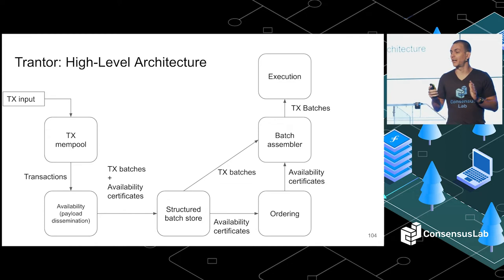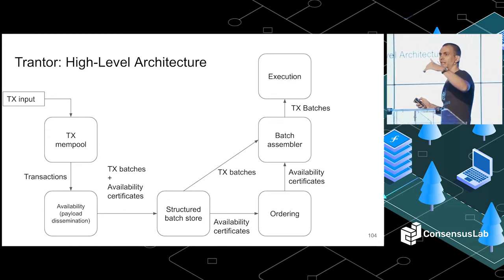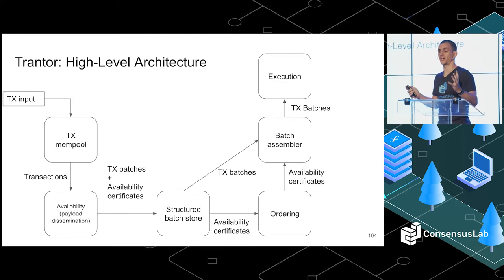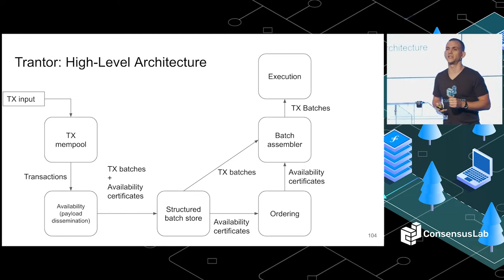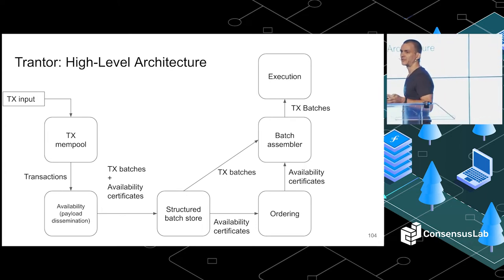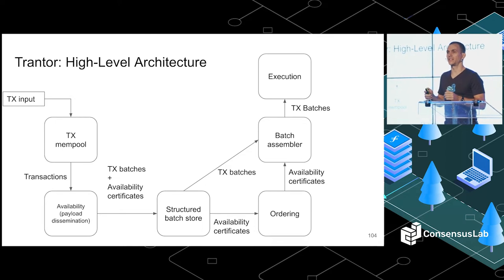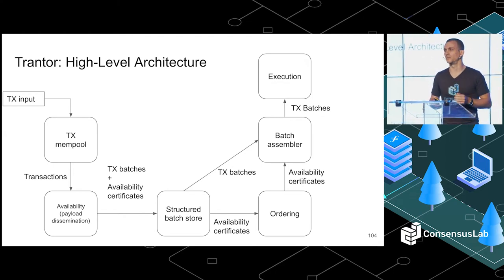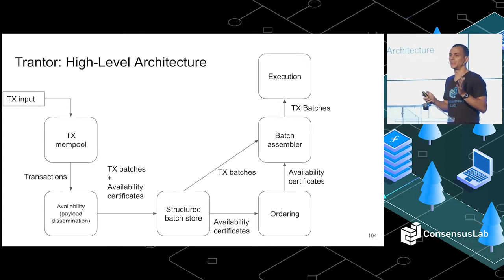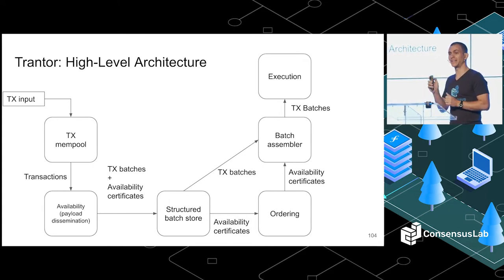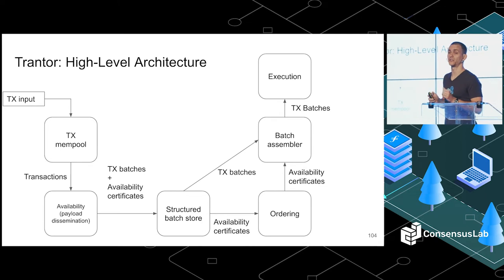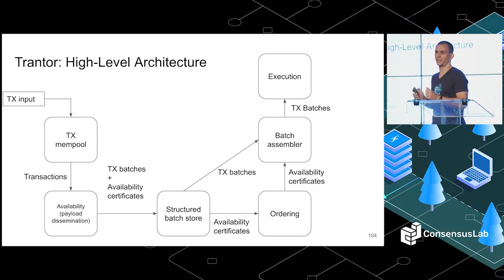So how does it work on a very high level? The architecture of Trantor is that first we need to get some transactions from clients or from smart contracts, or somehow we need some abstraction that holds the transactions that are waiting to be executed. That is the mempool. The mempool feeds the transactions to what we call the availability layer, which only focuses on the dissemination of the payload of the transactions to the whole distributed system, or at least to a majority of the participants. This availability layer module produces batches of transactions and availability certificates. That means that when this module says the batch of transactions is disseminated to sufficiently many computers such that we can consider it available, it produces a verifiable certificate that it is the case.